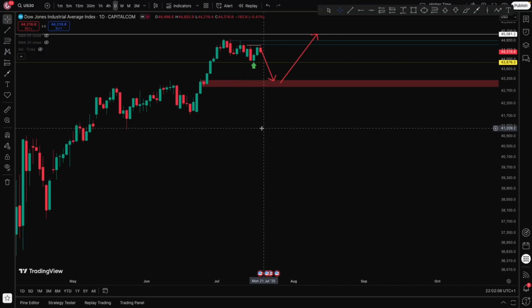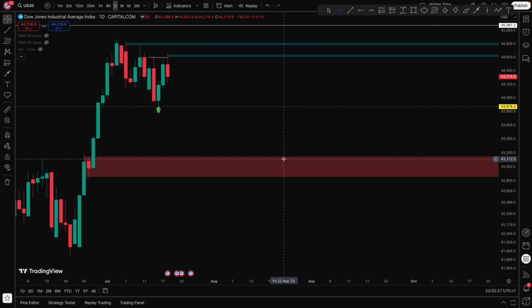That being said, if price just trends lower for this week, then going into next week when we get our CPI release, when we get our Fed funds rate release, and then we get our non-farm payrolls, we should have our catalyst to see price rally higher. So that's what I'm expecting to happen over the next week.